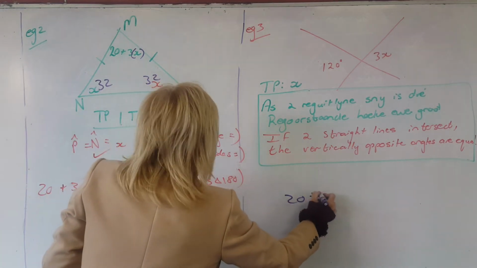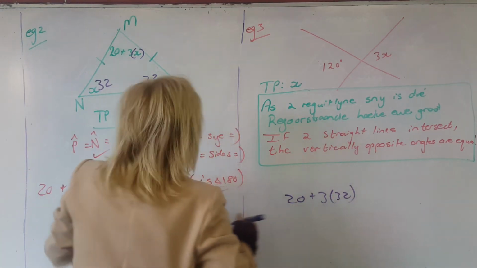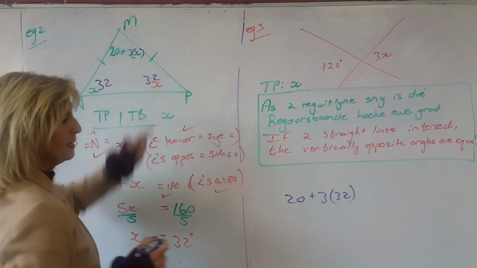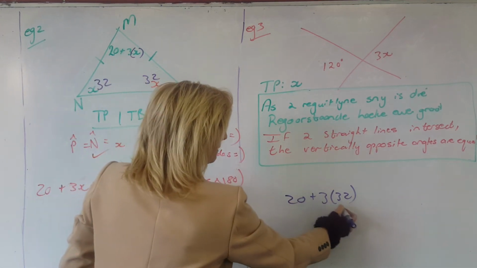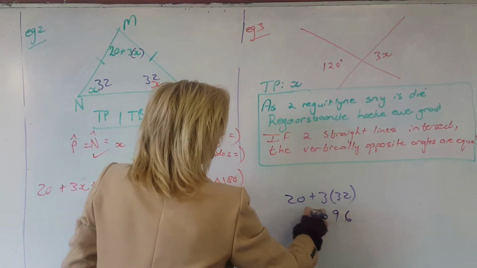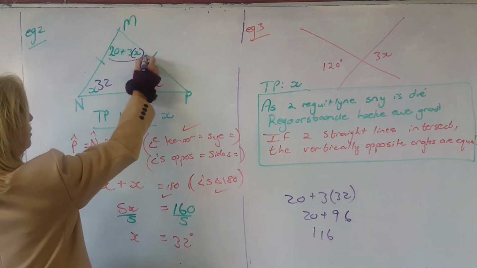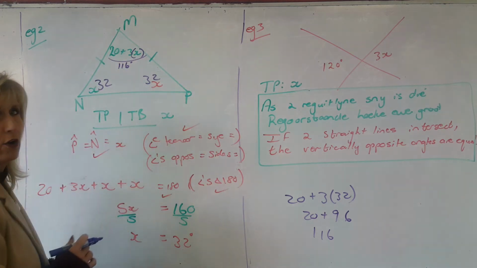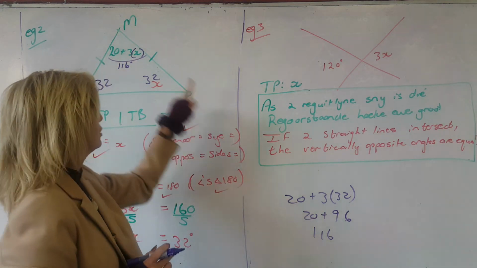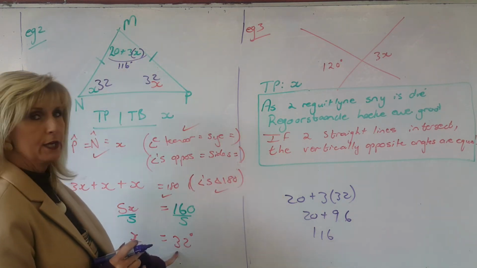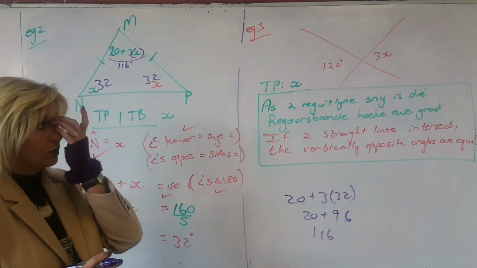So it's 20 plus 3 times 32. 20 plus 3 times X, 32. So this gives me 96. So it's 116. So daai hele hoekie daar is 116 grade. So I do the little substitution, substitute X with 32 en jou antwoord werk uit op 116.